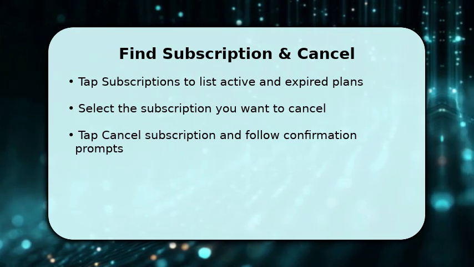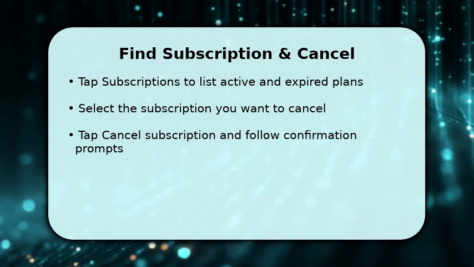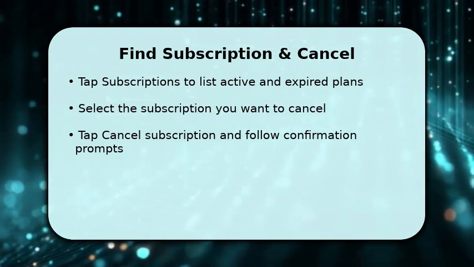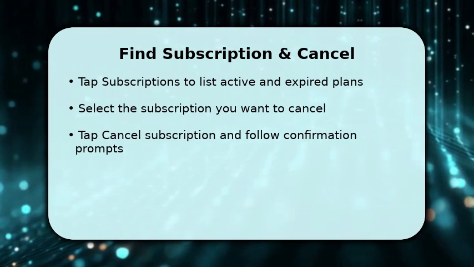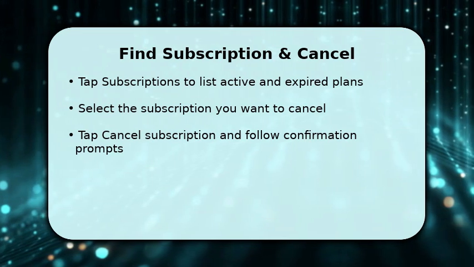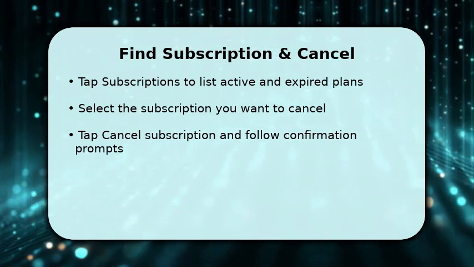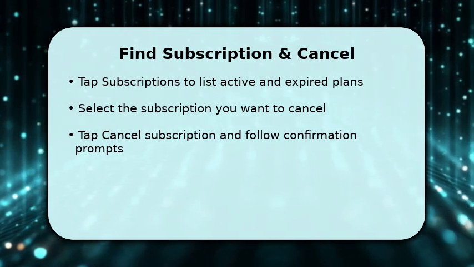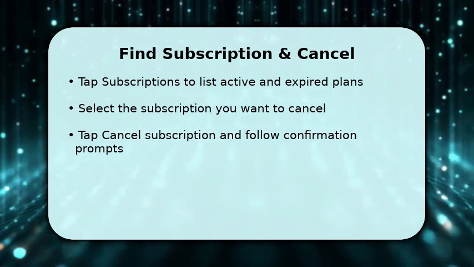Next, select the target subscription and tap Cancel Subscription. Google asks why to gather feedback, but the key is confirming cancellation to stop future charges. Once you confirm, Google usually turns off auto-renewal immediately while letting you use the remainder of the paid period. Keep an eye on the end date to verify changes.